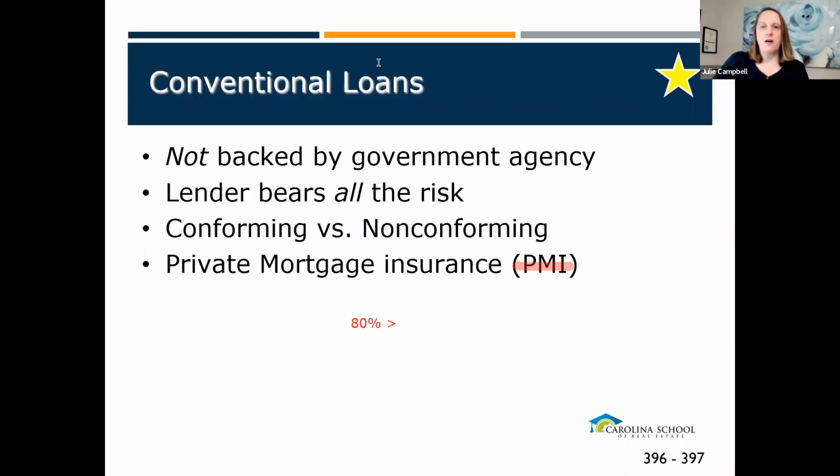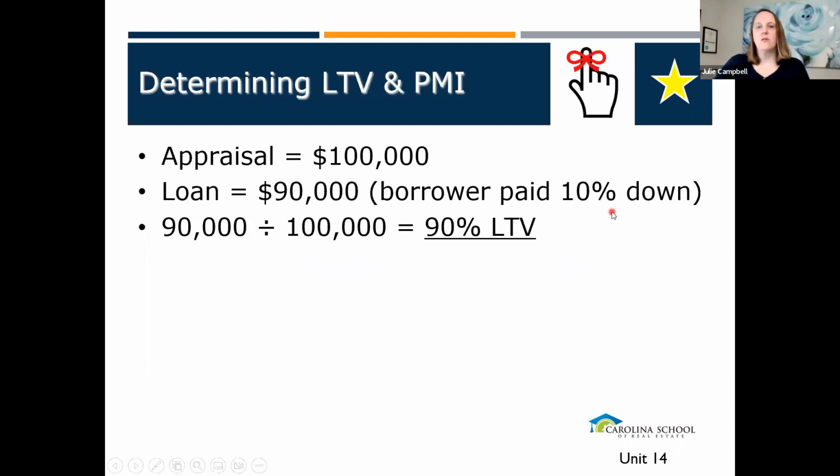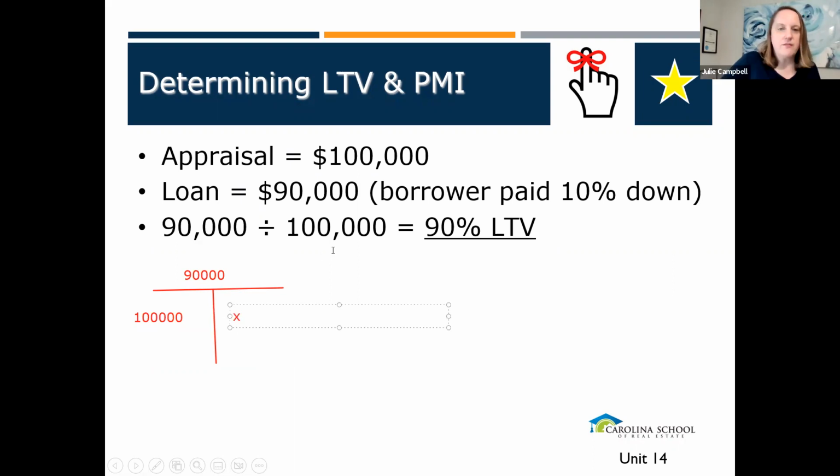So talking about our PMI, just a little bit more. If the property appraises for $100,000, the loan is $90,000. To find the loan to value ratio, remember our loan to value ratio. My loan amount is 90,000. It appraised for 100,000. So the question is, what is our loan to value ratio?